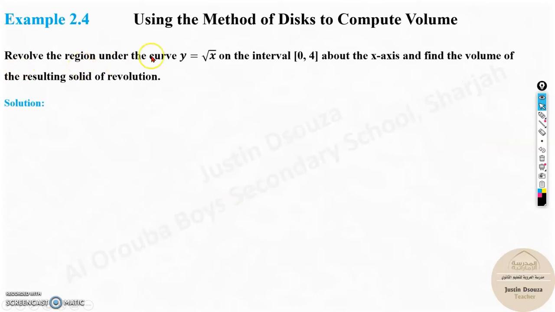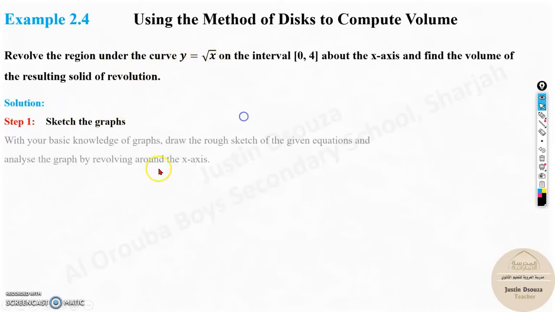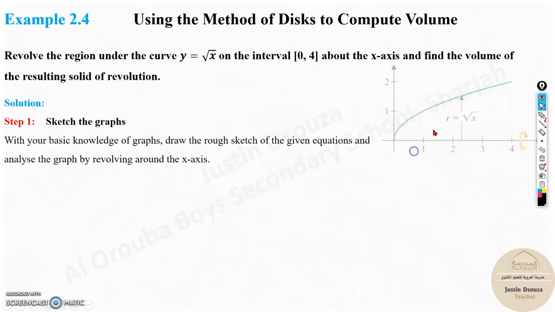Revolve the region under the curve y equals square root x on the interval 0 to 4 about the x-axis and find the volume of the resulting solid of revolution. Now, basic thing, we have done this since the last lesson. So please remember, it is a continuation of the previous lessons and the previous video. If you have not watched the previous lesson, please watch it and then continue over here. We had learned how to graph in the previous lesson. So with basic knowledge, let's graph it.